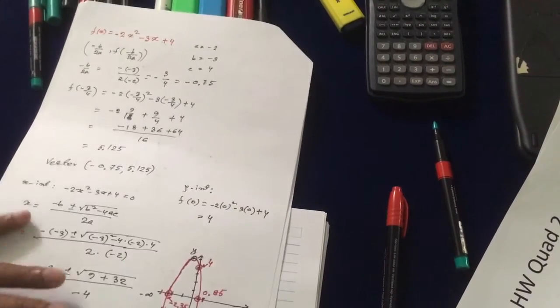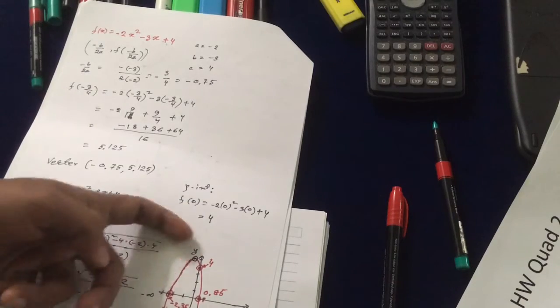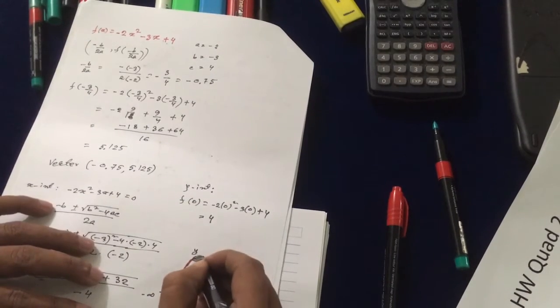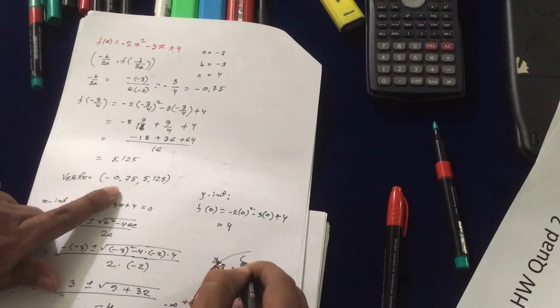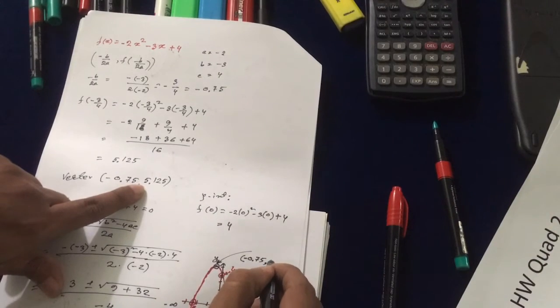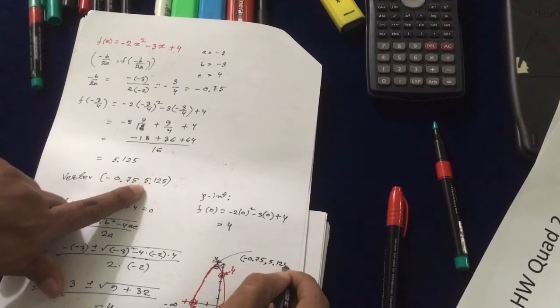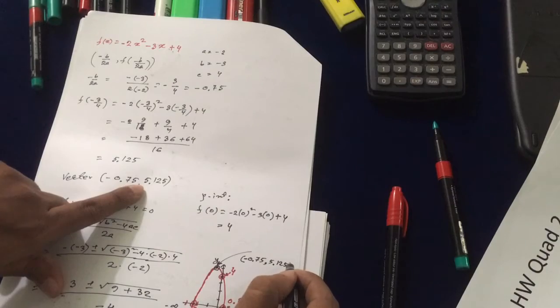Then what is the range? For the range, as it is a downward opening graph, we will look at what the maximum point is here. The maximum point is this point, and this is the vertex. The coordinate of the vertex is minus 0.75 comma 5.125.